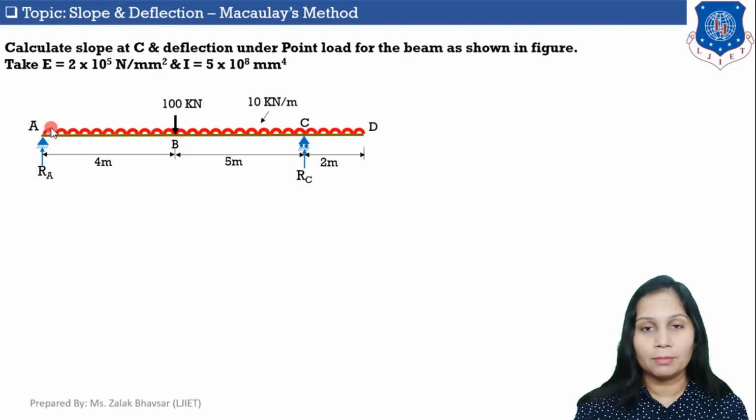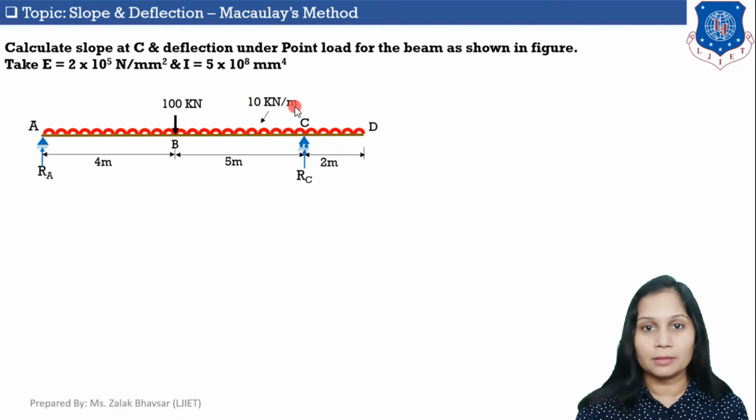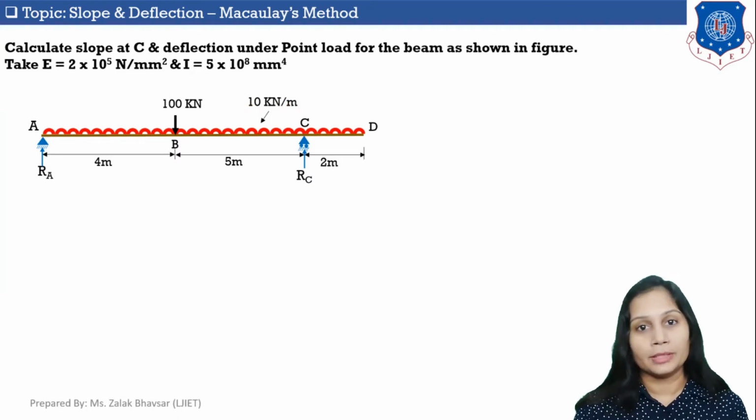The given beam is an overhanging beam which has a simple support at point A and a roller support at point C. Total length of this beam is 11 meter and the beam carries 10 kilonewton per meter UDL throughout its span. The beam also carries a 100 kilonewton point load at a distance 4 meter from point A.